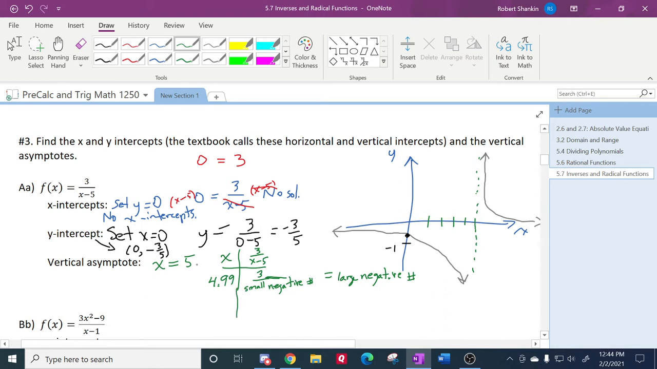If you were just to the right of 5, you would have 3 divided by, now 5.001 minus 5 is a small positive number. So you're going to get a large positive number, and that's why we're way up on that side of it.